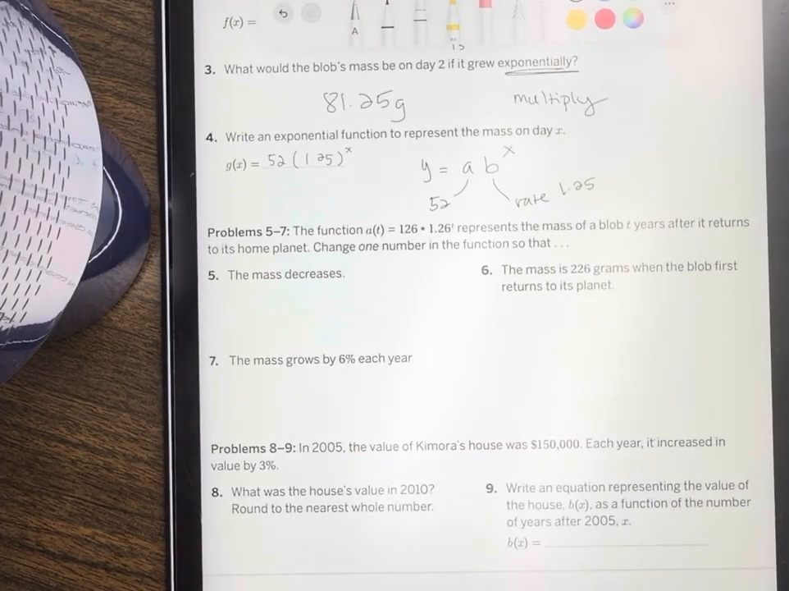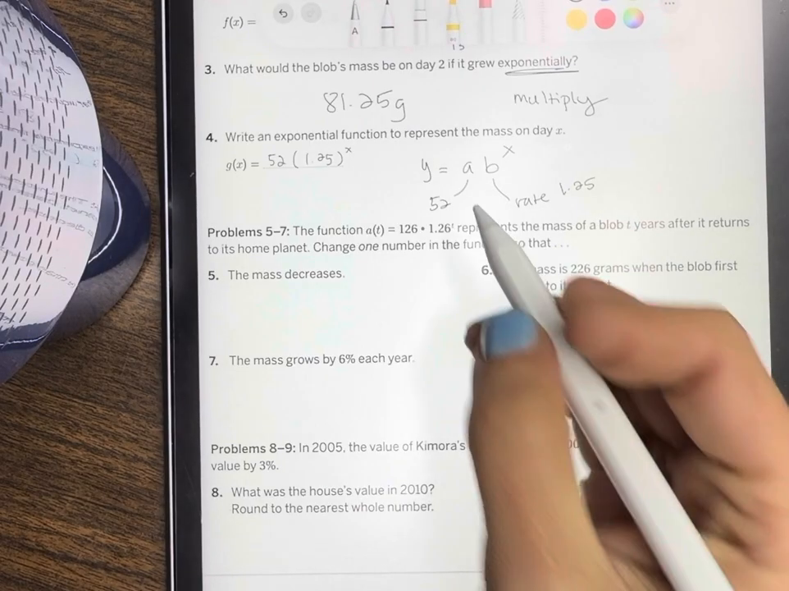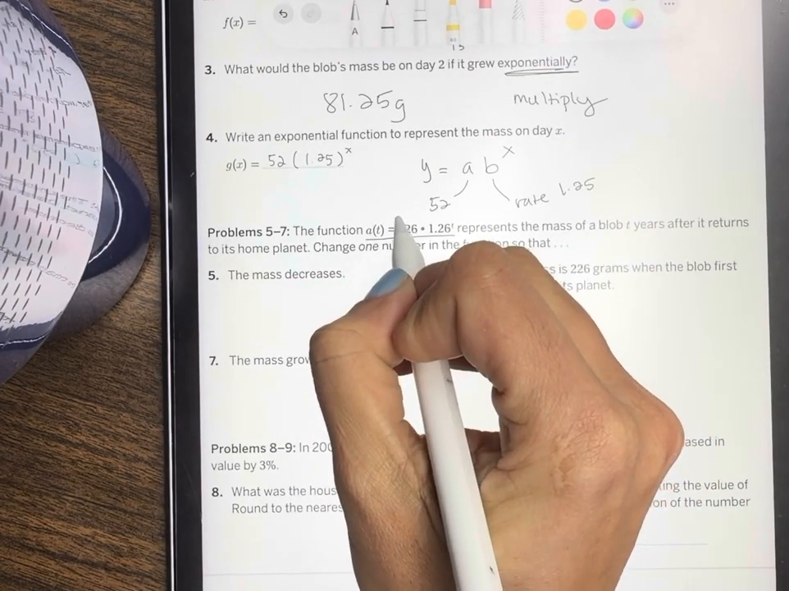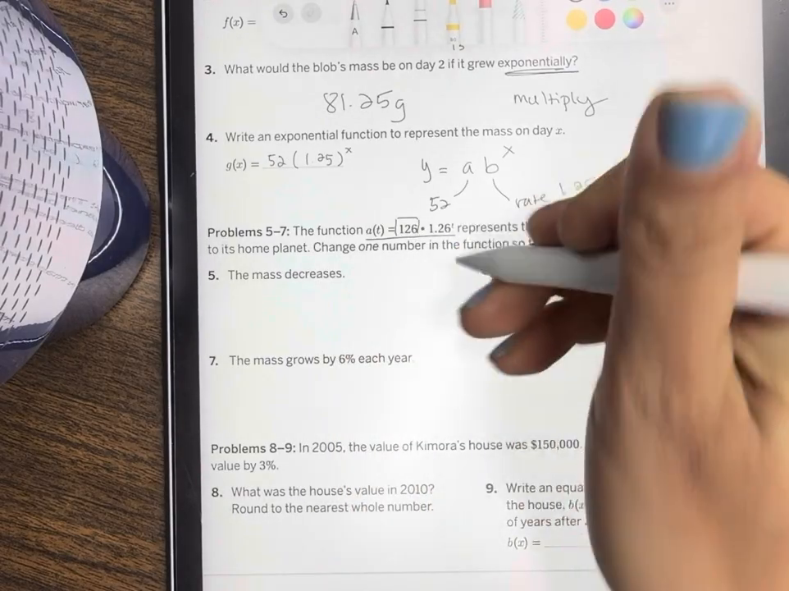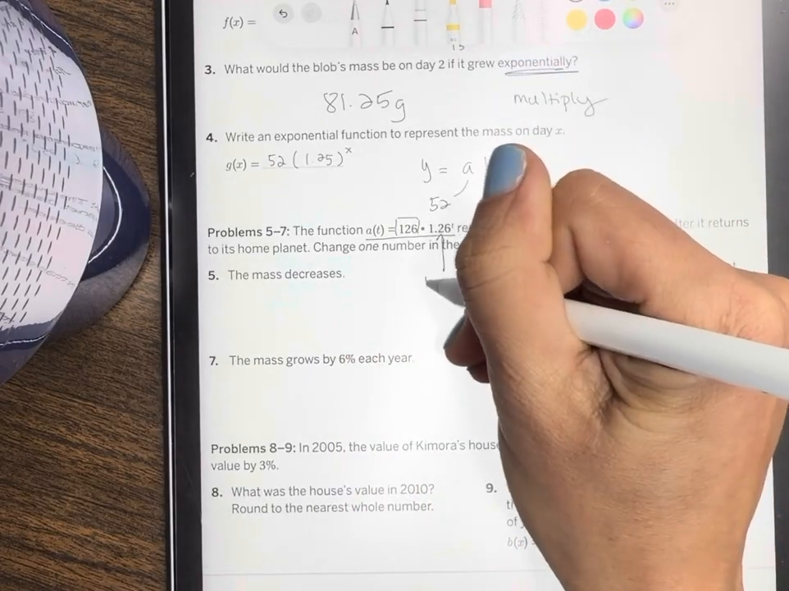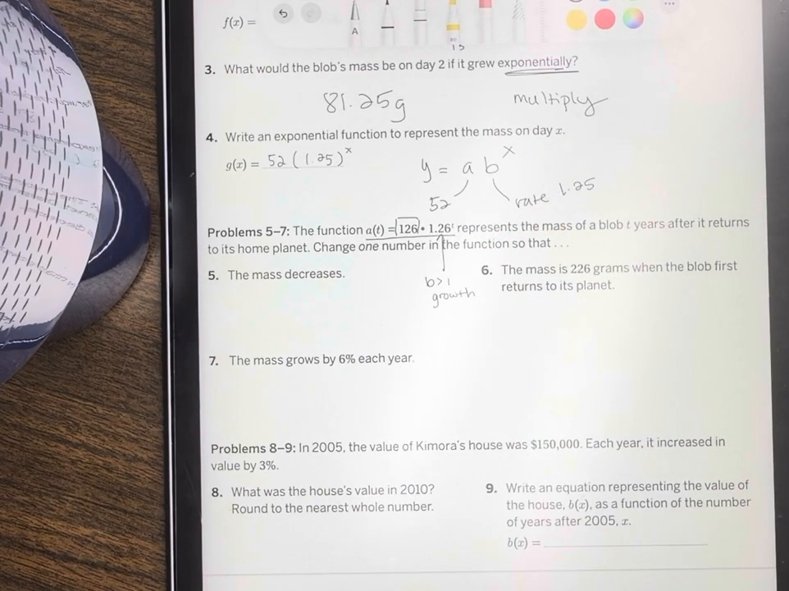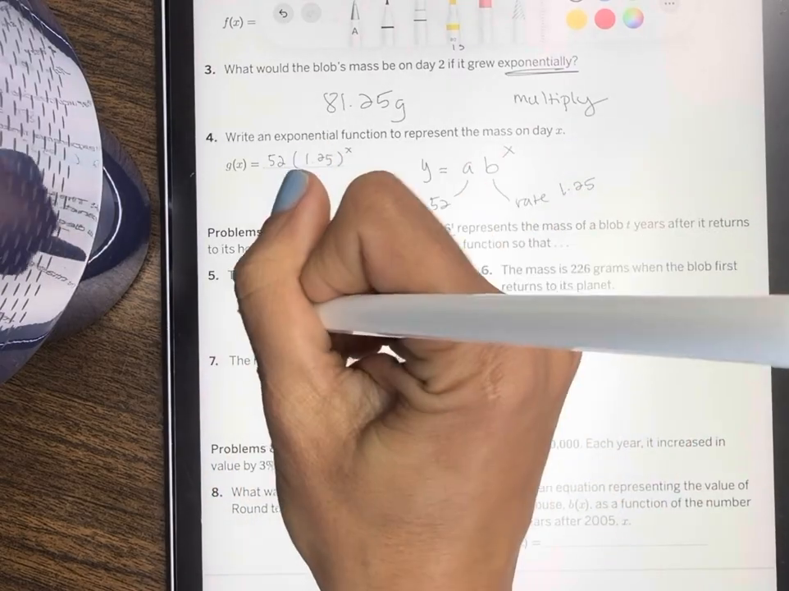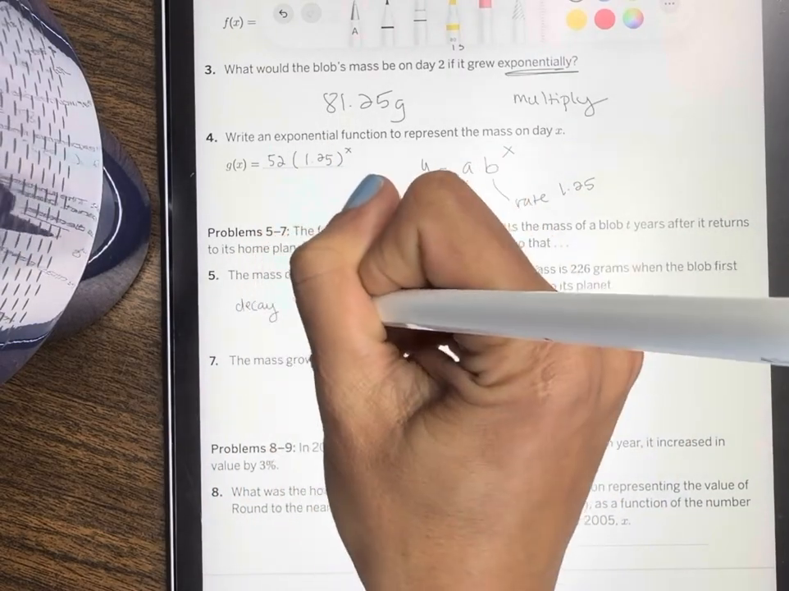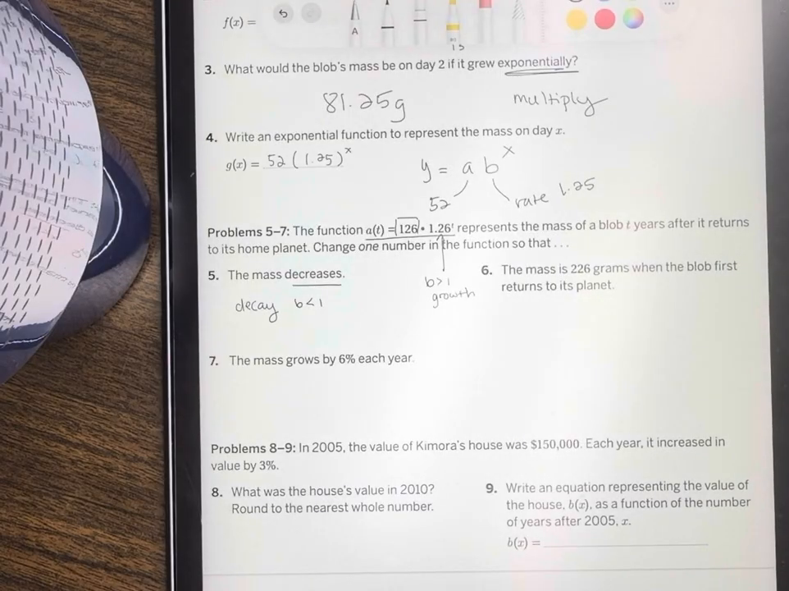Number 5, the function a of t equals yada yada represents the mass of a blob t years after it returns to its home planet. Change one number so that... Okay, so right now we've got a function where our starting value is 126. And because this b value is greater than 1, we have growth. Okay, they want the mass to decrease, meaning they want us to have decay, meaning that our b must be less than 1. You can change this b value, that 1.26, to whatever the heck you want, as long as it is between 0 and 1.